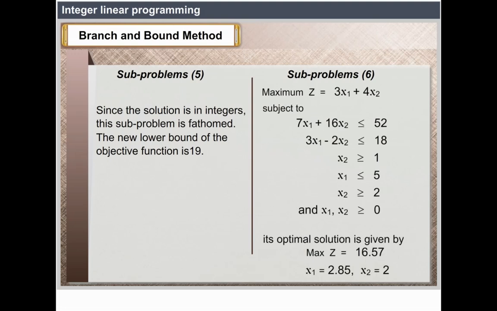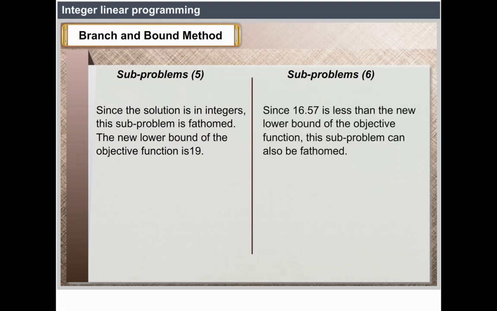Subproblem 6. Maximize z equal to 3x1 plus 4x2 subject to 7x1 plus 16x2 less than or equal to 52, 3x1 minus 2x2 less than or equal to 18, x2 greater than or equal to 1, x1 less than or equal to 5, x2 greater than or equal to 2 and x1, x2 greater than or equal to 0. Its optimal solution is given by maximize z equal to 16.57, x1 equal to 2.85, x2 equal to 2. Since 16.57 is less than the new lower bound of the objective function, this subproblem can also be fathomed.